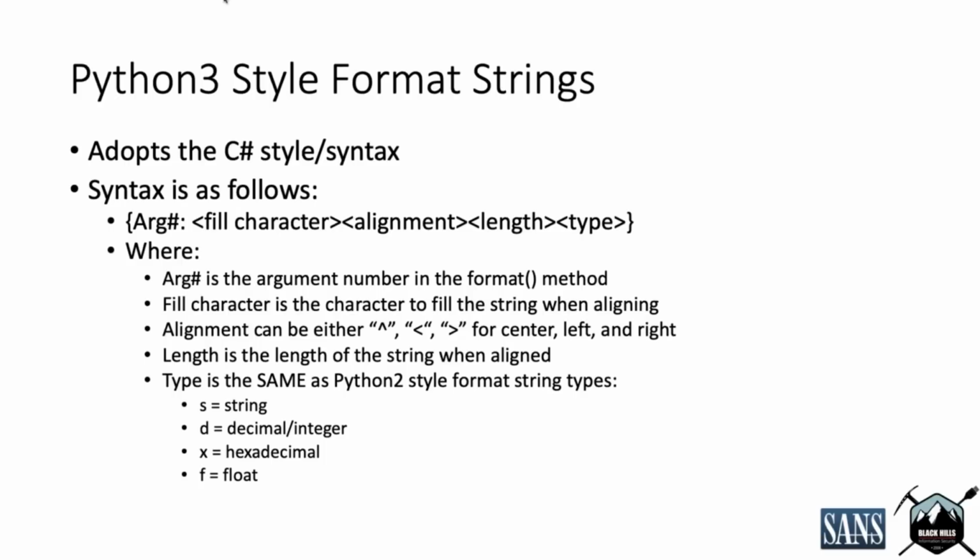The fill character is the character filling the string when you're doing alignment. The alignment can either be the caret, the less than, or the greater than to align center, left, and right. The length, of course, is the length of the string when aligned. And then the type parameter here is the same as the Python 2 format string types. So S for string, D for decimal, X for hexadecimal, and so forth.